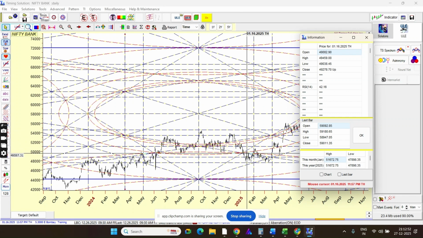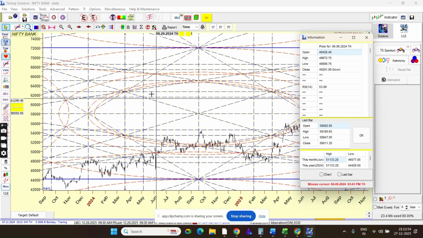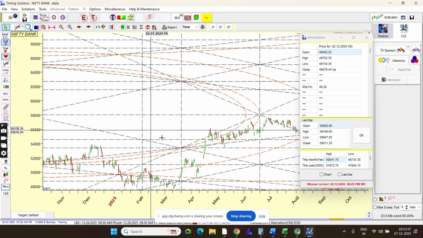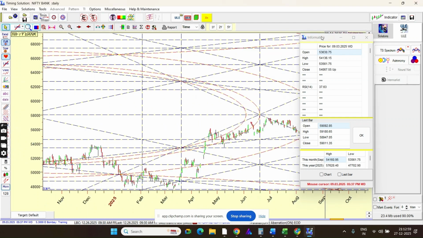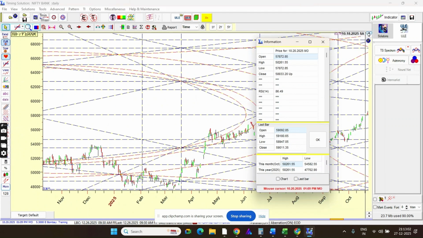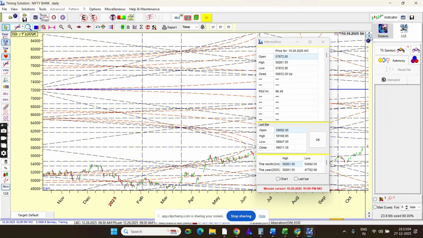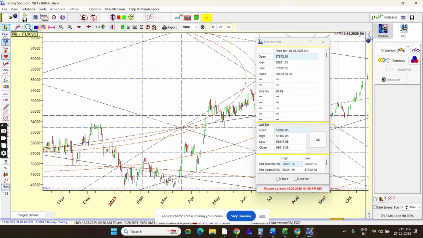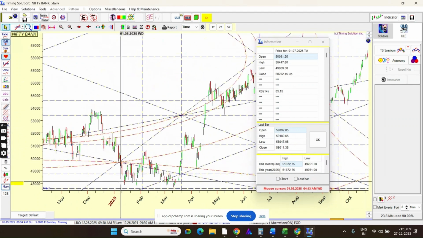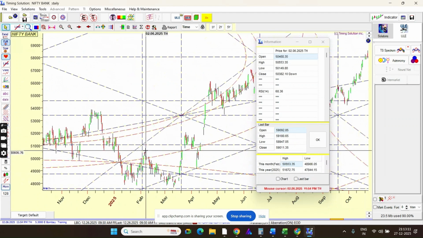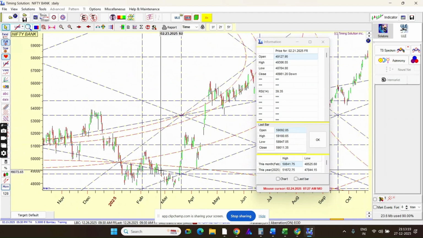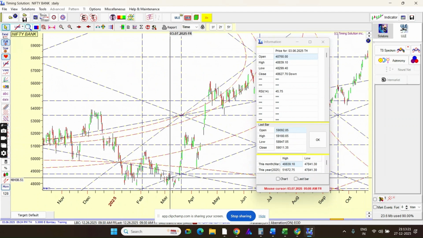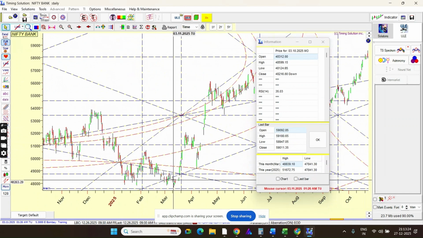Then we moved on to this falling angle. If you see here, I can blow this up a little. From here we made a top in February, failing to reach this Gann level, again dropping around this angle. This was the March bottom.